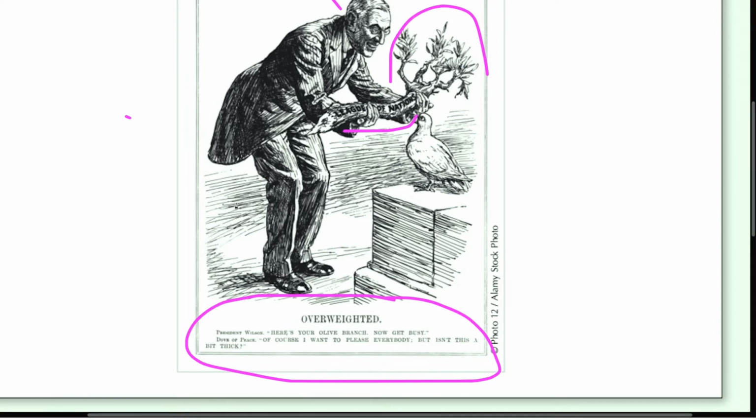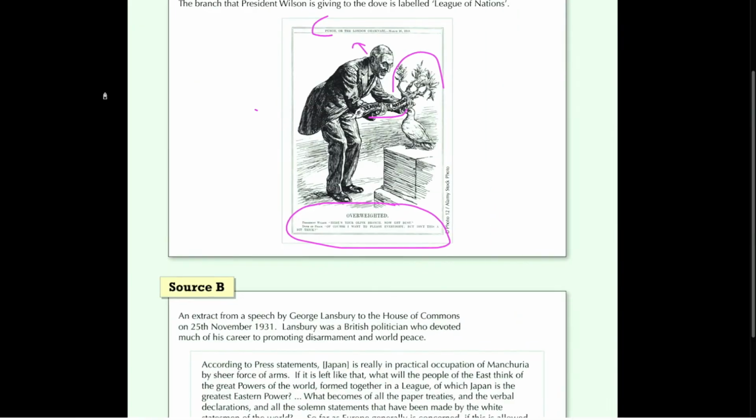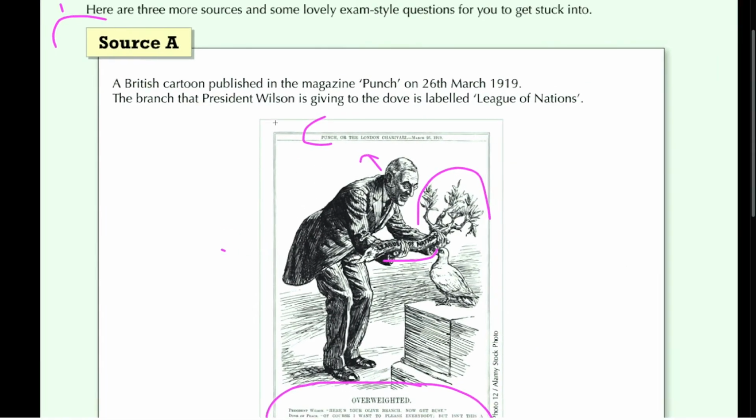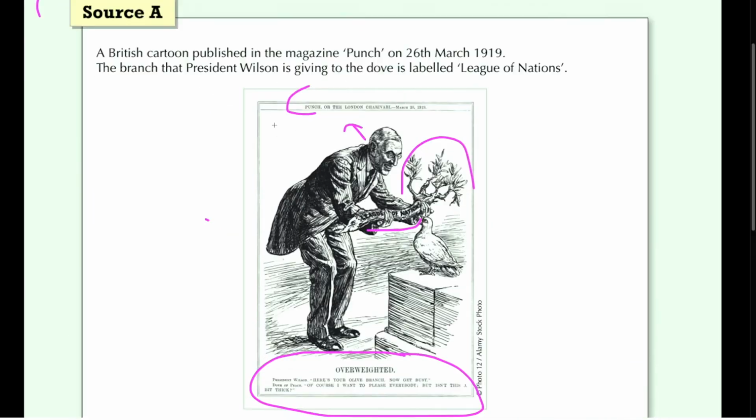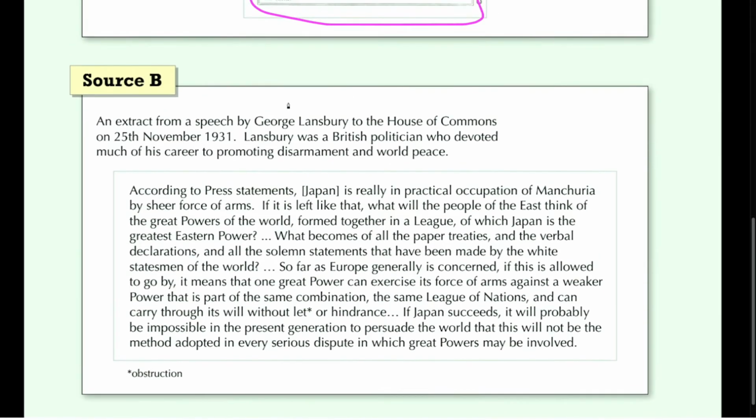So, this is the first cartoon, okay? Very, very analyzed. All right? So analyze that, understand, this was a British cartoon published. Keep that in mind, and then let's go to the next one. This was source A, okay? And now we go for source B.